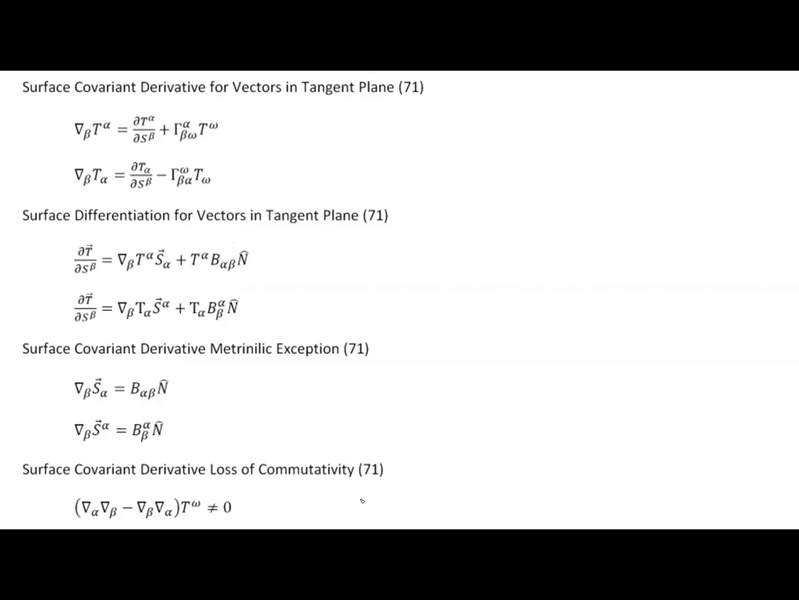And let me remind you finally that everything we did in this video was for this restriction. We were dealing with vectors that lie in the tangent plane. In the next video, we'll extend our analysis to include vectors that do not lie in the tangent plane.